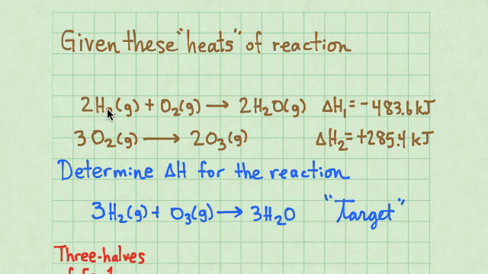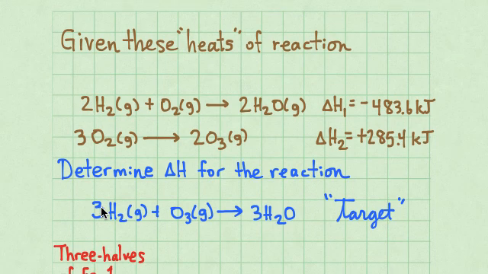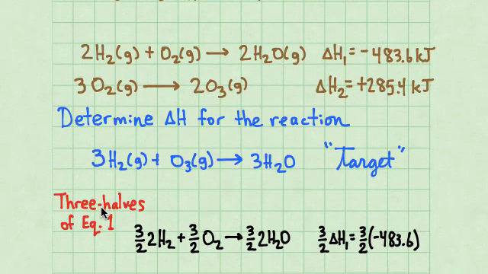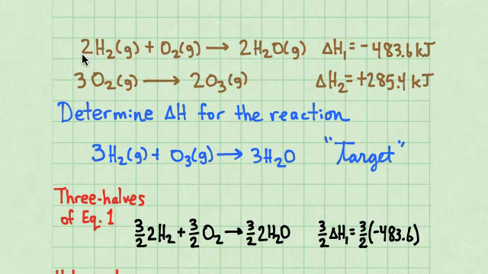Here I have two H2s on the left. This is going to be a tough one. 3 H2s. So how do I get from 2 H2s to 3 H2s? I think I'm going to have to get a fraction going here. Check out what I did. I took 3 halves of this, 3 halves of this, 3 halves of this, 3 halves of this. That gives me this equation.